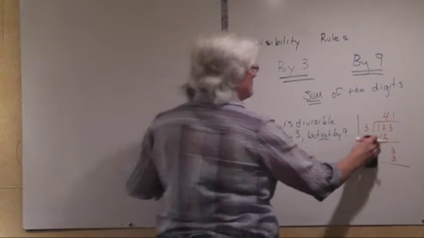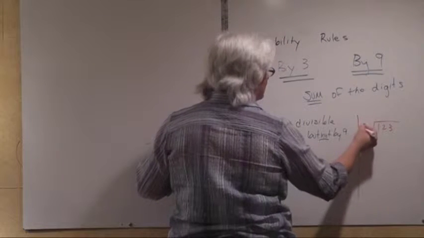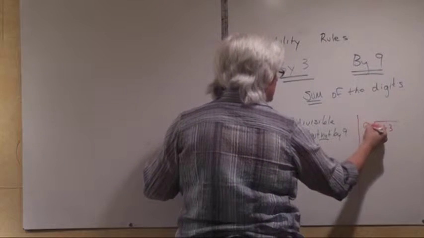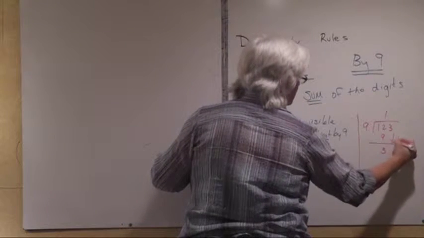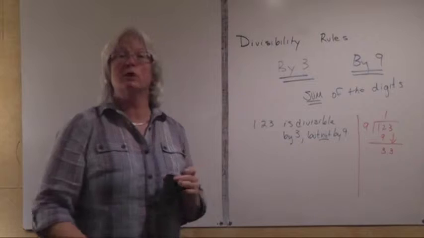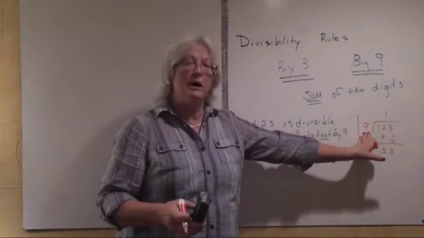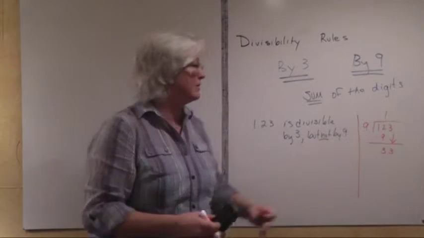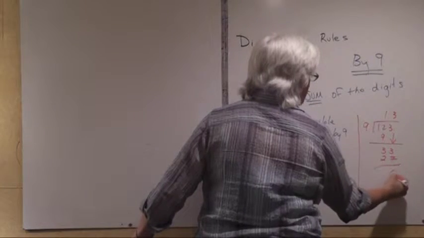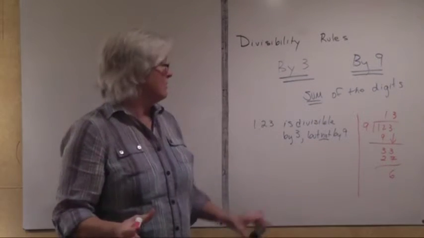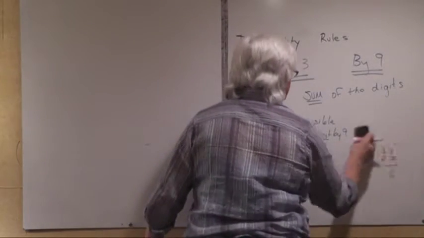Can you divide this by 9? Now our rule tells us that you can't, because you cannot divide 6 by 9. So let's see what happens. 9 goes into 12 1 time. We subtract to get 3, bring down the 3. And there's no whole number that you can multiply by 9 to arrive at 3. The closest you get is 3 9s or 27, but you have a remainder of 6. So 123 is not divisible by 9.